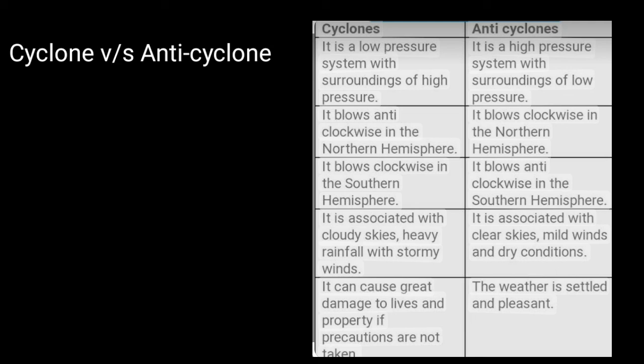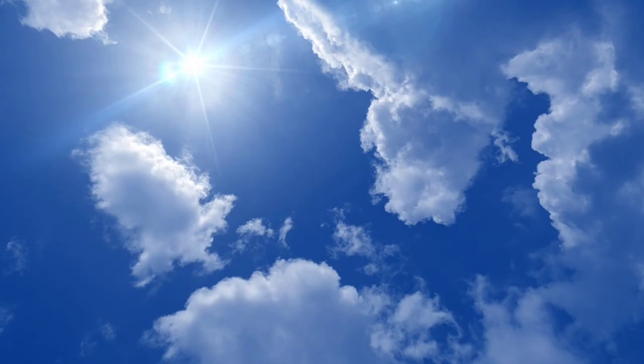In the southern hemisphere, a cyclone blows clockwise, and an anticyclone moves anti-clockwise. A cyclone is associated with a cloudy sky, heavy rainfall and stormy wind, whereas an anticyclone is associated with a clear sky, mild wind and dry conditions.